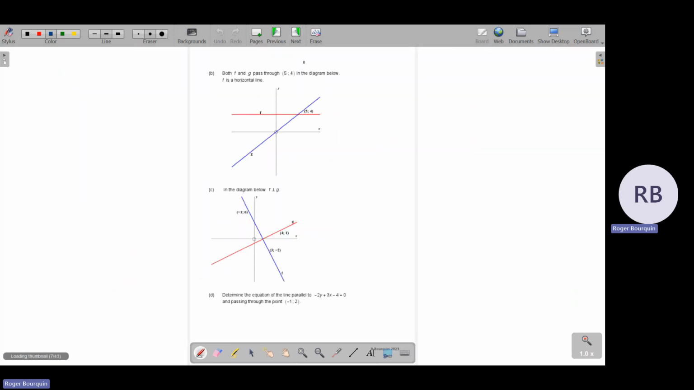Right. If I gave you these two graphs now, go find graph F and graph G. Try to find F and G. Let's pause, go do it yourself.